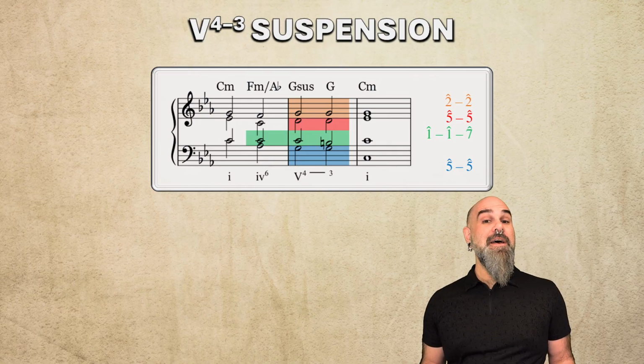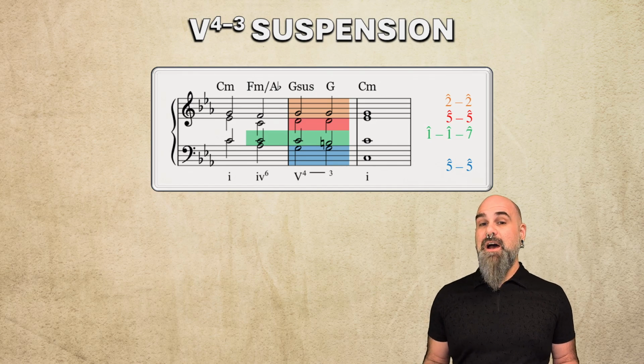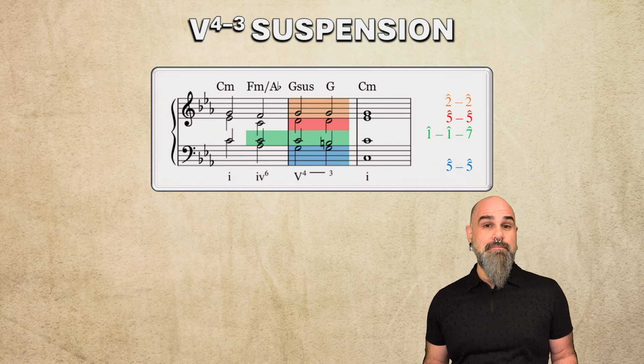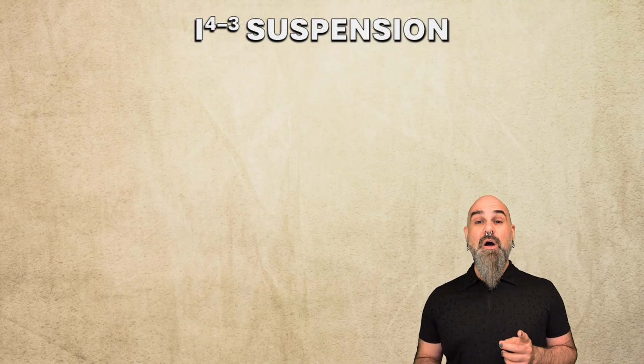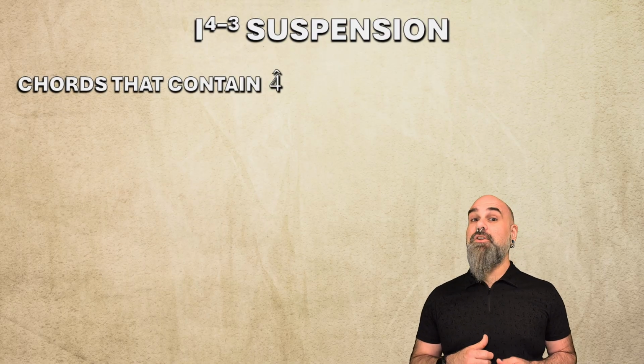Sounds pretty good, huh? 5 chords get suspensions added to them a lot because the chords that come before 5 frequently contain scale degree 1. Now let's look at a 1-4-3 suspension. A fourth above scale degree 1 is 4, so in order to have a 1-4-3 suspension, the chord before it must contain scale degree 4.